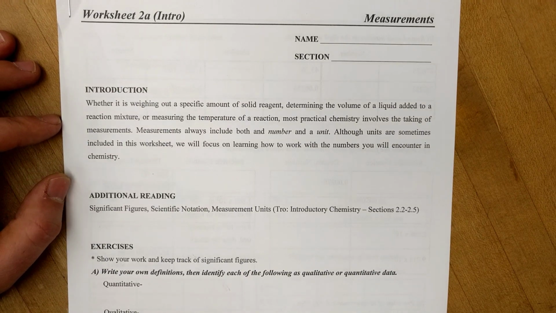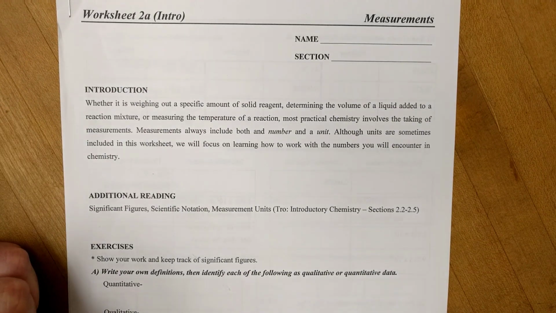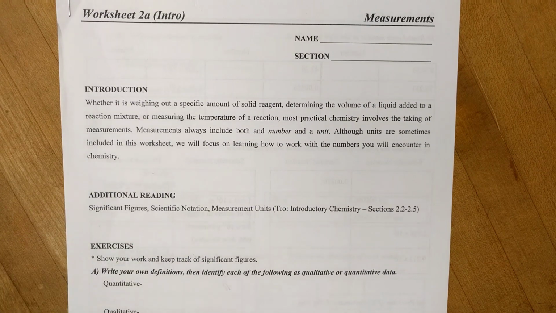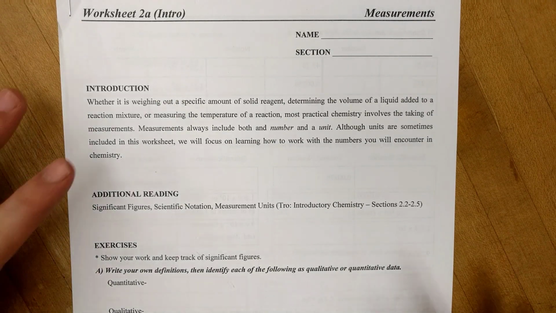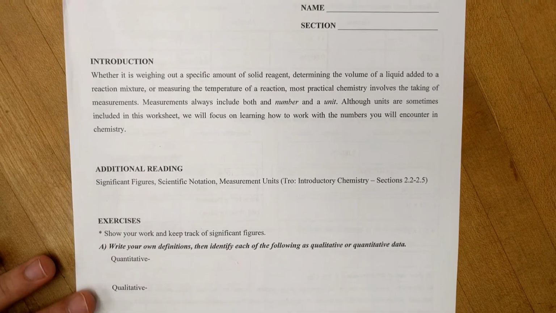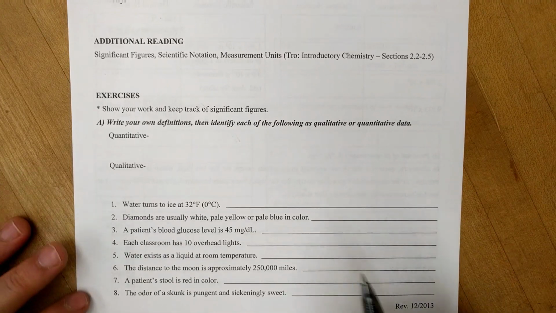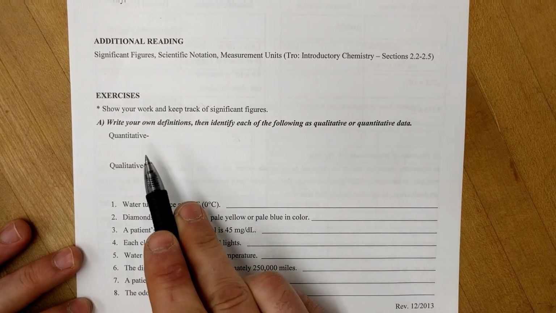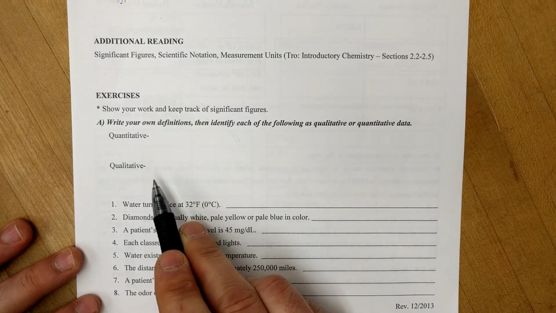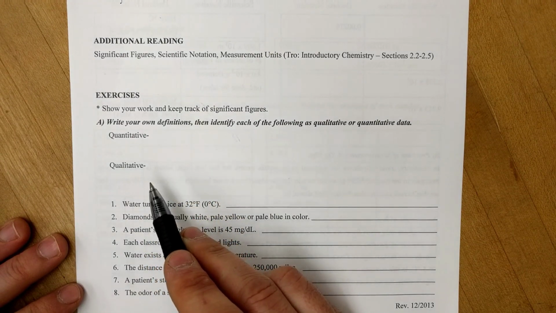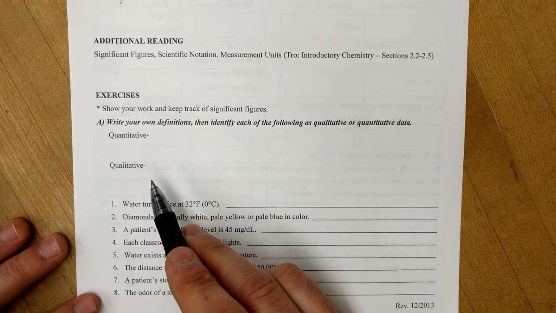Okay, so for the last video in this first series of videos, I want to give you a bit of a head start or a kickstart on Worksheet 2A. So I've got Worksheet 2A here in front of us, and you can go ahead and do this first section here on your own. You can Google definitions of quantitative and qualitative and figure that out for yourself, so you can write definitions in your own words.